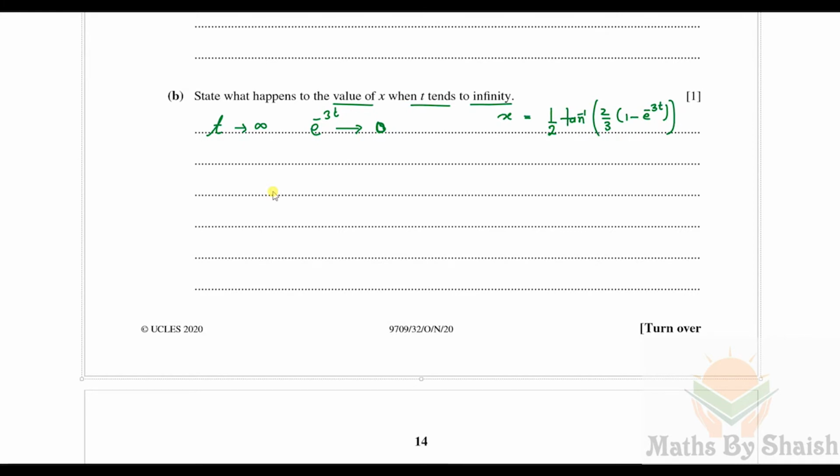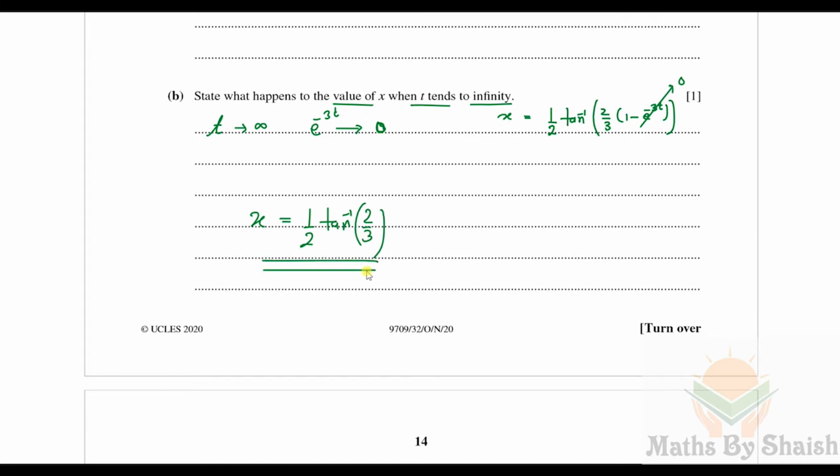Here we got from the A part x is equal to this. So when t tends to infinity, this tends to 0, and hence we get the x value as 1 upon 2 tan inverse of 2 by 3 only.